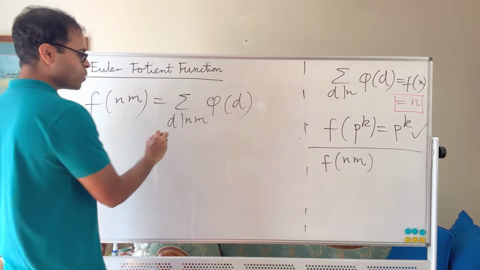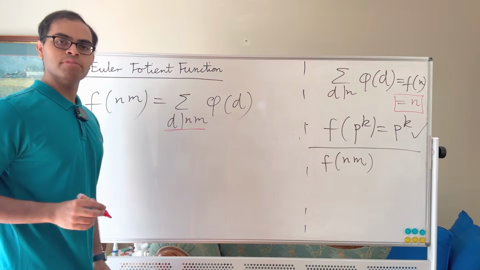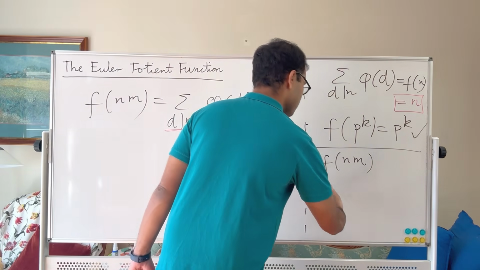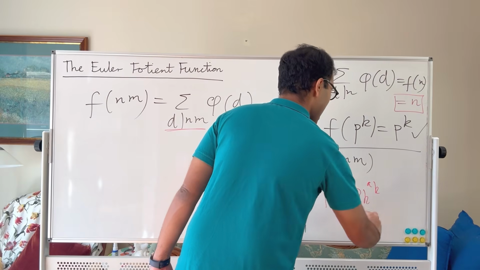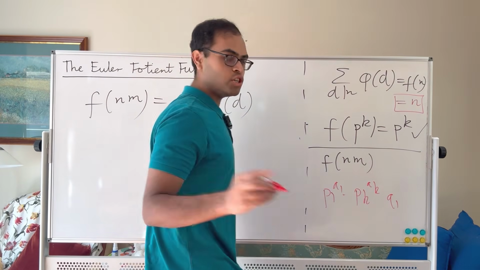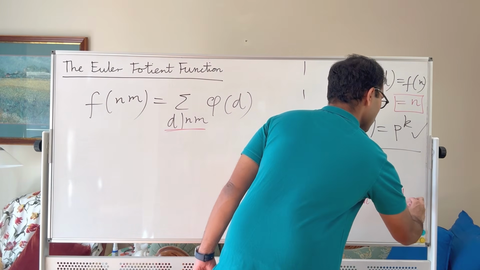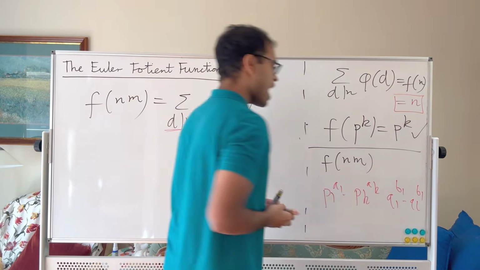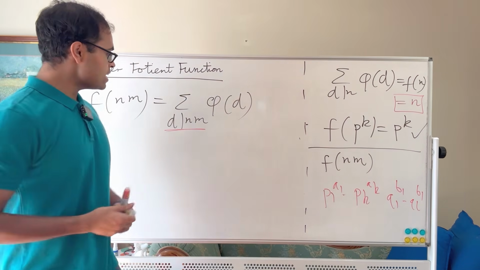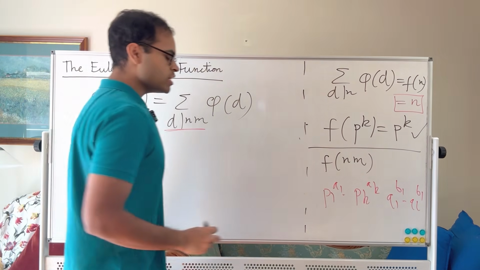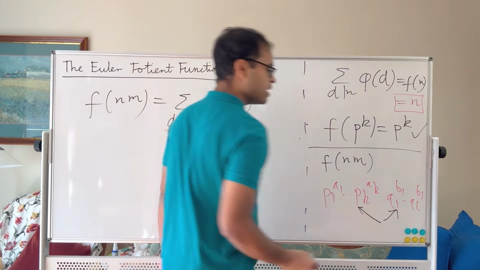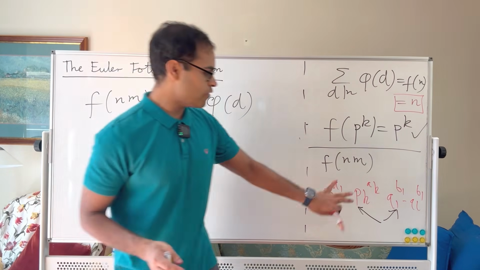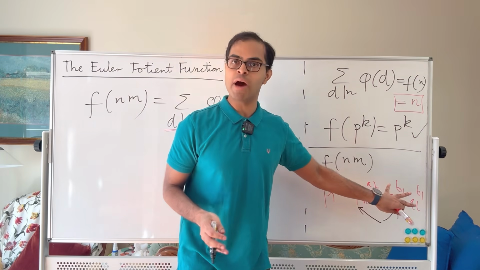But when n and m are co-prime, what do divisors of nm look like? Well, n is a product of prime powers, p1 power a1 dot dot dot pk power ak. And m is a product of prime powers, q1 power b1 dot dot dot ql power bl. A typical divisor of nm is going to have some part in n and some part in m, and it's going to be the product of its part in n times its part in m.